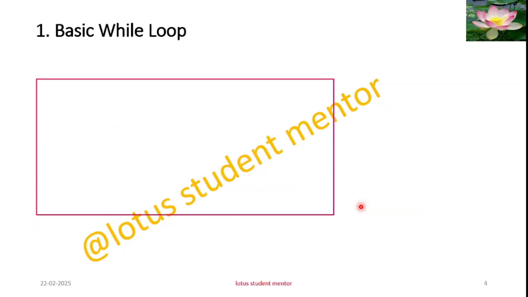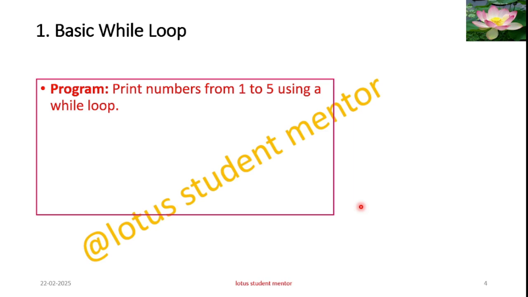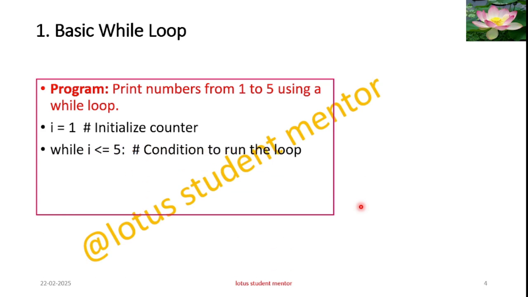Now one more basic while loop example: print numbers from 1 to 5 using a while loop. Here i equals 1 initializes the counter. While i is less than or equal to 5 is the condition, the iteration checking takes place here. Then printing takes place, whatever i is, i equals 1, i equals 2, like that. Then we increment the counter here, that is i equals i plus 1 or i plus equals 1. Now what will be the output? 1, 2, 3, 4, 5, but not 6, because of the equal to condition.